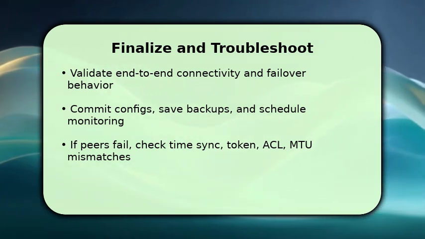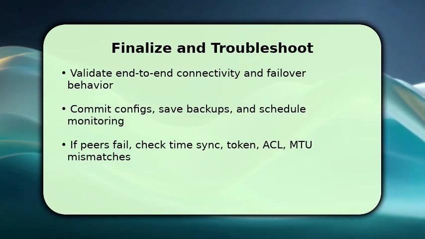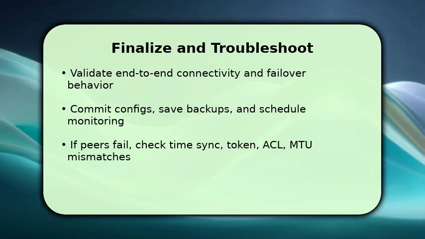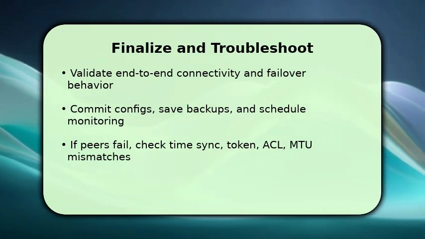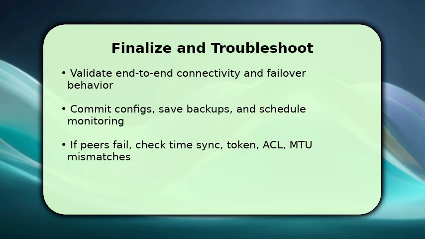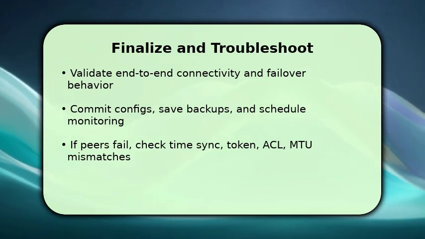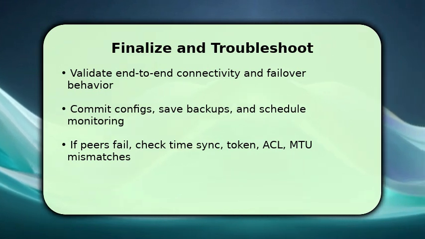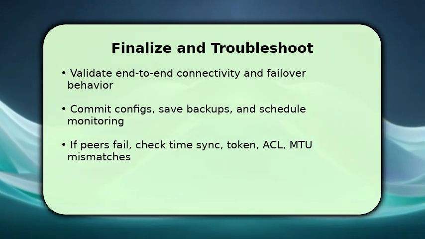If something goes wrong, first recheck time synchronization and the join token, then inspect ACLs and MTU mismatches, which often break peering. If problems persist, collect logs from both ends and compare peer state. These diagnostics usually reveal routing mismatches or authentication issues that you can fix.